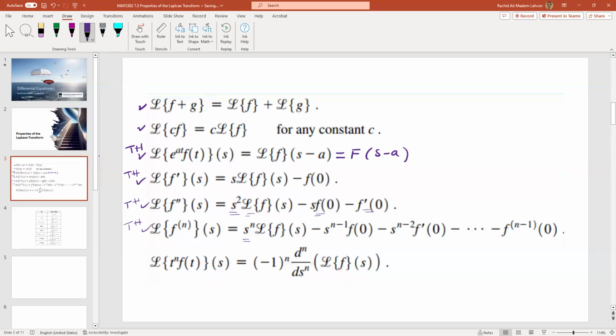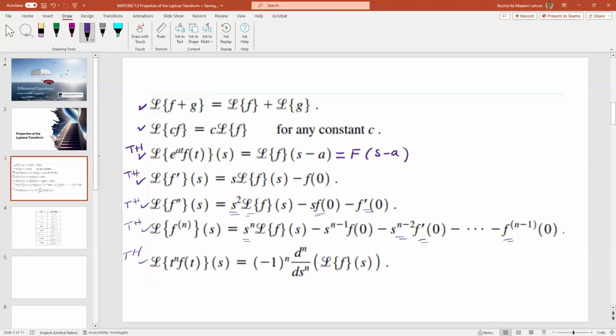So you can see the general pattern for the Laplace transform of higher order derivatives: you have s to the n times the Laplace transform of f, minus s to the n minus 1 times f of 0, and then n minus 2, and the power keeps decreasing and the derivative order keeps increasing until you get to the derivative of order n minus 1 at 0. All right, so what is this last one here?